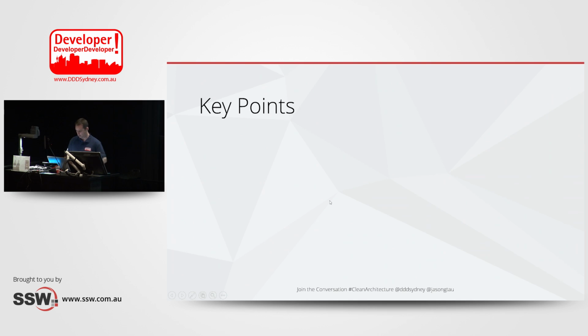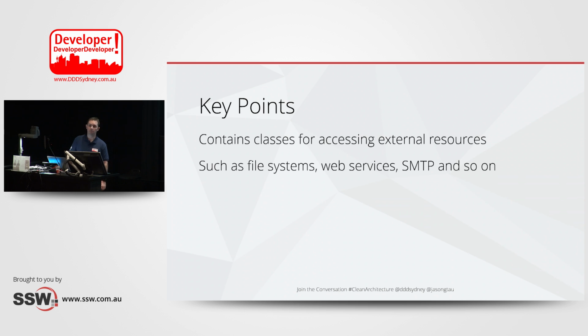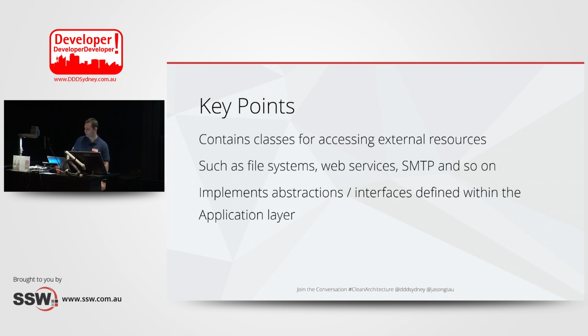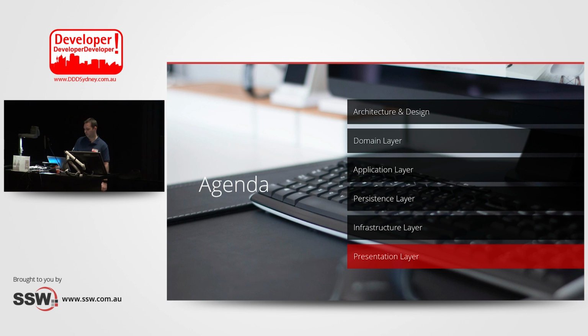Okay. Key points. Contains classes for accessing external resources such as file systems, web services, everything external, guys. Implements abstractions and interfaces defined within the application layer, and that's how you write your logic. You've got those abstractions. When you unit test, you're just mocking an abstraction. There's no actual integration required. And no layers depend on the infrastructure layer. So presentation shouldn't take a dependency on the infrastructure layer because, as I mentioned before, that just makes it harder to test your code. And finally, the presentation layer.